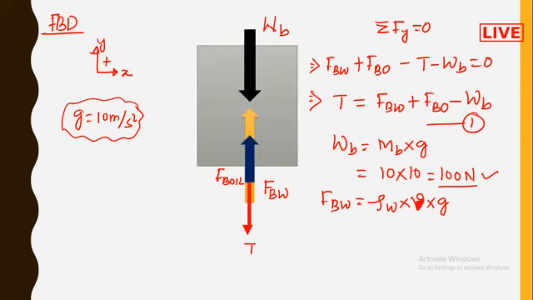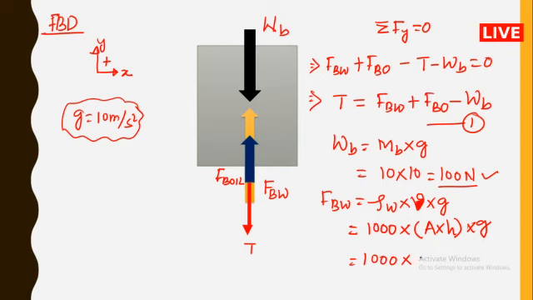So now you have to find out the density of the water. We know the density of the water is how much? This is 1000. And the volume of the block, this is cross sectional area into how much depth has been submerged inside this water, into g. So this is 1000 into the cross sectional area, which is 0.1, and that is 100 millimeter inside this water, that is 0.1, into 10. So this is the buoyancy force due to the water.